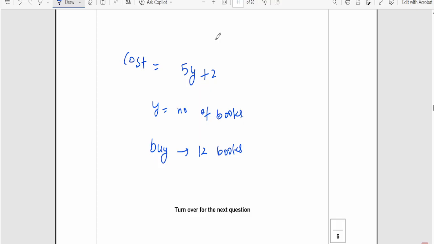What does the Y stand for? Y is the number of books, and let's say you bought 12 books. Okay, I wrote here y is number of books. What do I do? Could you go down for a second, please? Yes.